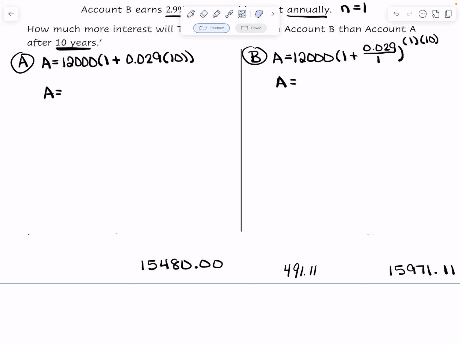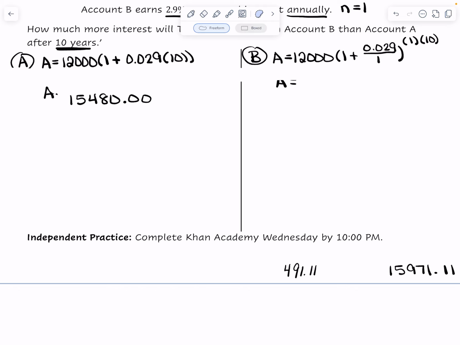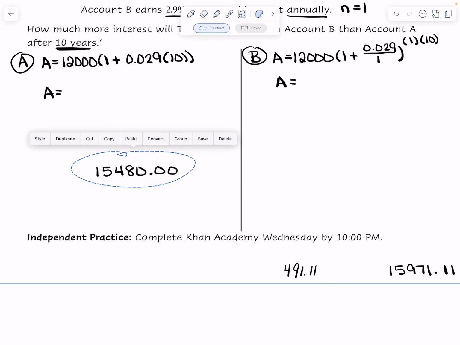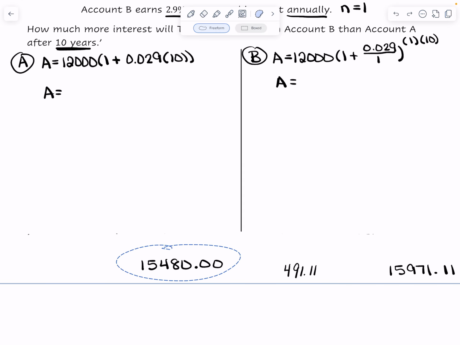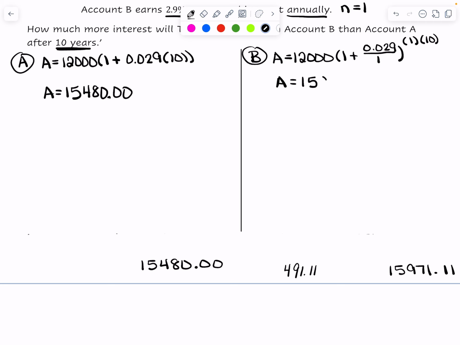I've gone ahead and already had those here because I didn't have my EOC calculator with me. Oops. Let's go ahead and I'll just rewrite that. So let's put that back. So I have $15,480. Now that's how much she got back from account A. From account B, she got $15,971, and this one here, I believe, was 106 exactly in the calculator. This 6 is 5 or more, so it tells me to round up from 10 cents to 11 cents.